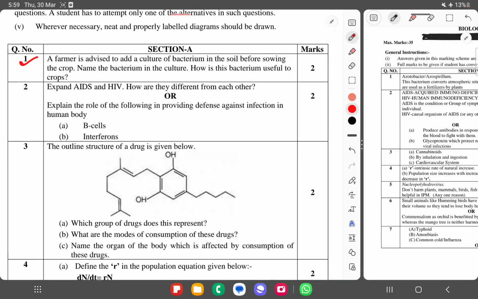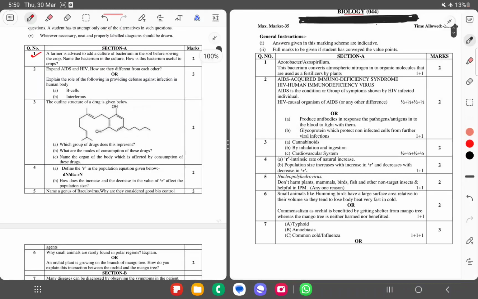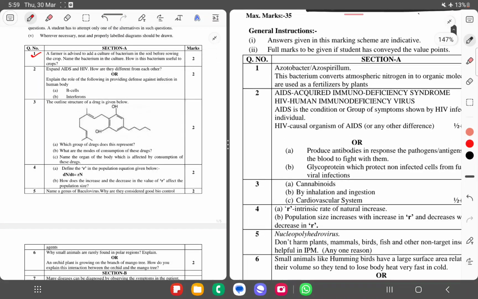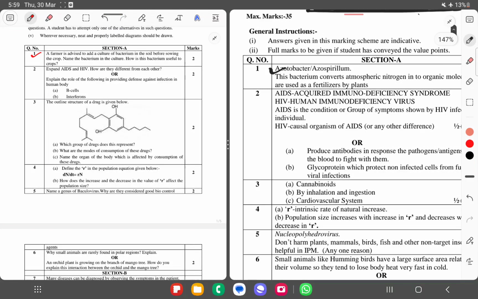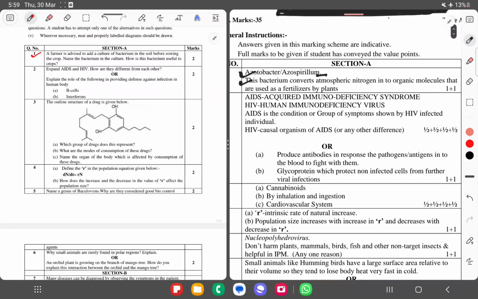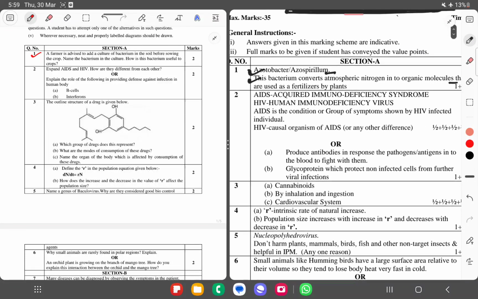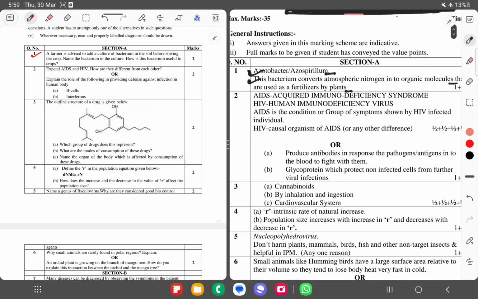A farmer is advised to add culture of bacterium in the soil before sowing the crop. Name the bacterium in the culture. How is this bacterium useful to crops? 2 marks का है. Yes, the answer is Azotobacter, Azospirillum. This bacterium converts the atmospheric nitrogen into the organic molecules that are used as fertilizers by plants.